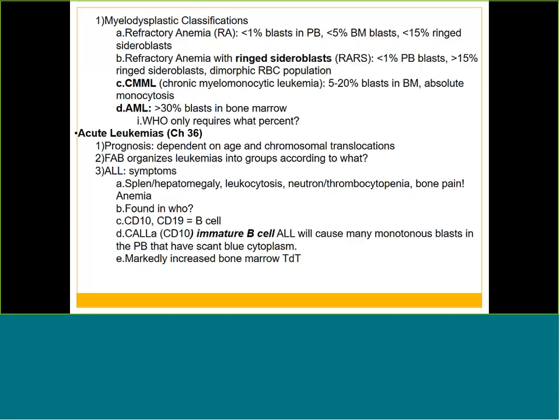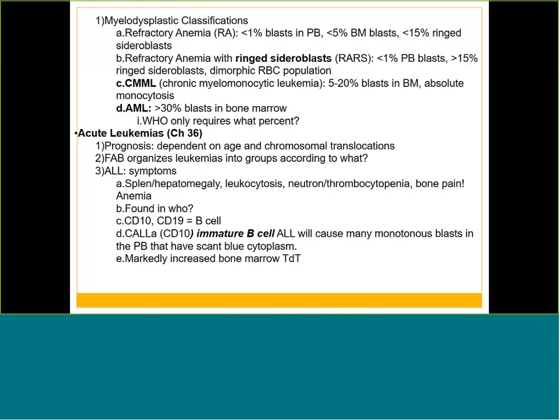So symptoms-wise, they share very similar symptoms with the acute leukemias. They both kind of have splenomegaly, hepatomegaly, leukocytosis, neutropenia, thrombocytopenia, anemia, and then with ALL, especially bone pain, because ALL is the one that's typically found in children, 2 to 10-year-olds. And so we do get those complaints of bone pain. But you can see bone pain with some of the other leukemias as well.